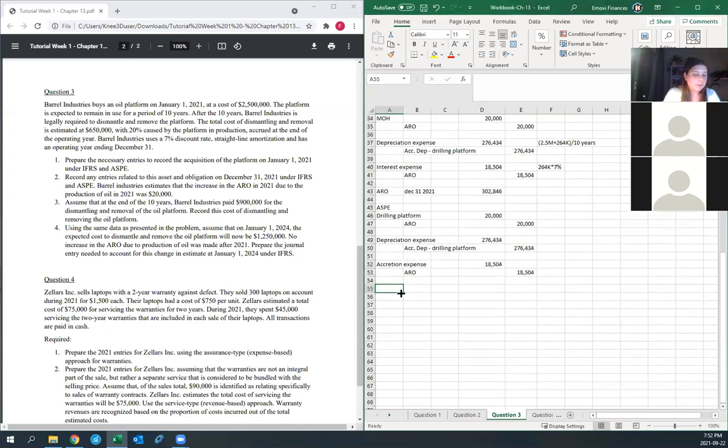I'll continue to requirement 3. Assume that at the end of the 10 years, Barrel Industries pays $900,000 for the dismantling and removal of the oil platform. Record this cost of dismantling and removing the oil platform.